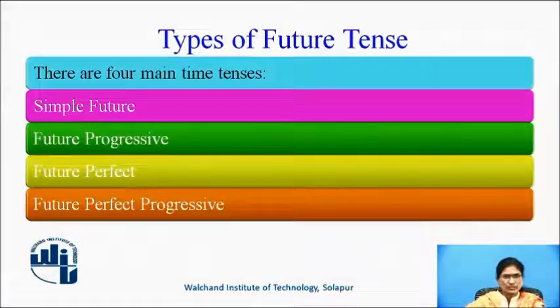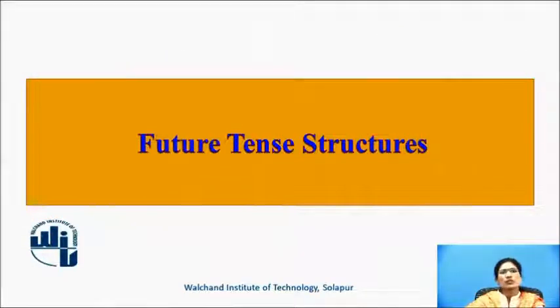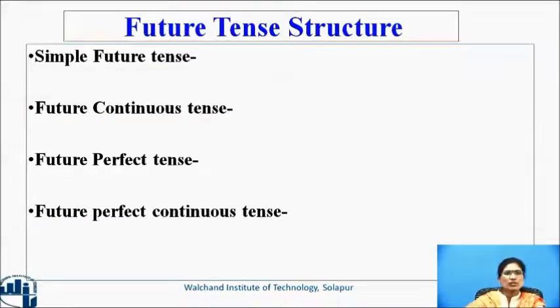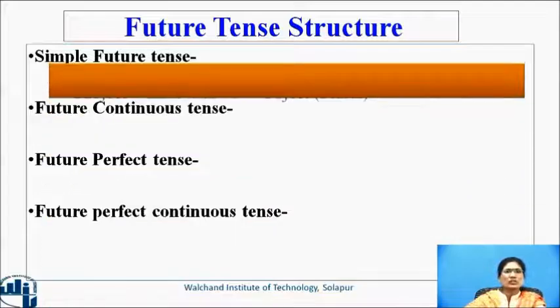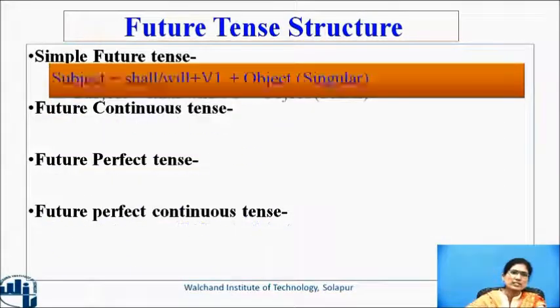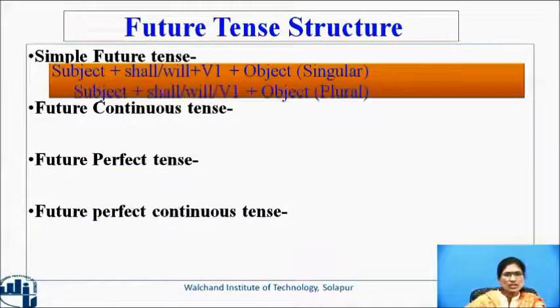Types of future tense. There are four main types: simple future, future progressive or future continuous, future perfect, and future perfect progressive. Future tense structure. The structure for simple future tense is subject plus shall or will plus first form of the verb plus object.